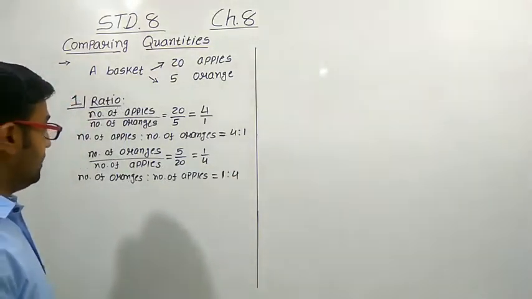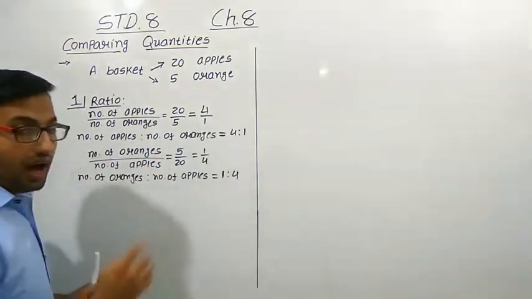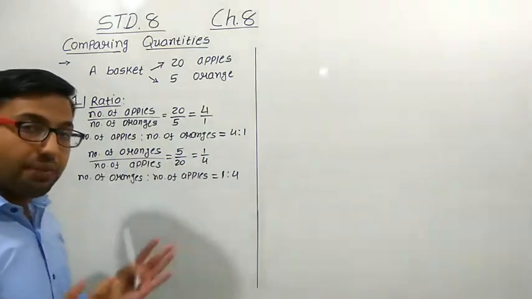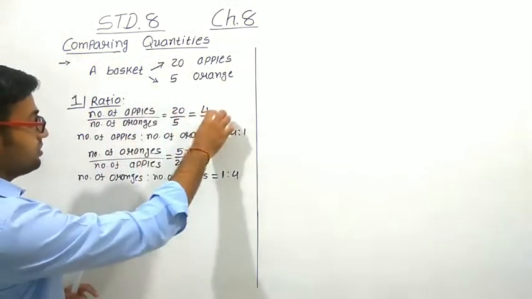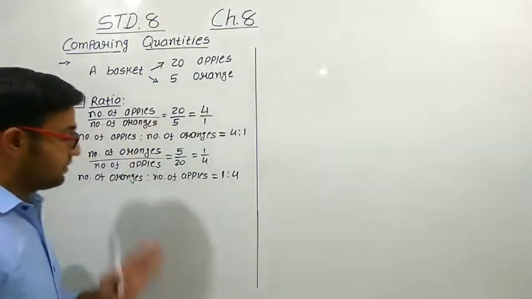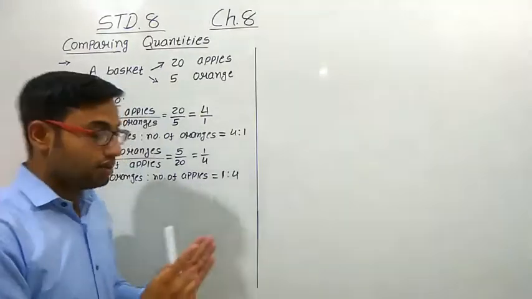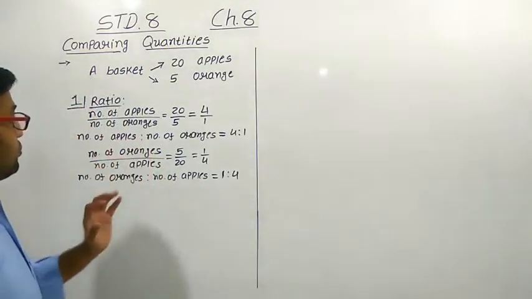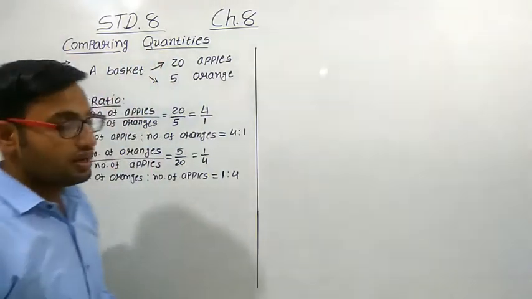So how can we read it? We can read it as the number of oranges is 1/4 of the number of apples. Here we read it as the number of apples is 4 times the number of oranges. Here we can say the number of oranges is 1/4 of the number of apples. So this is the first method, that is called the ratio, in which we can compare both these quantities.